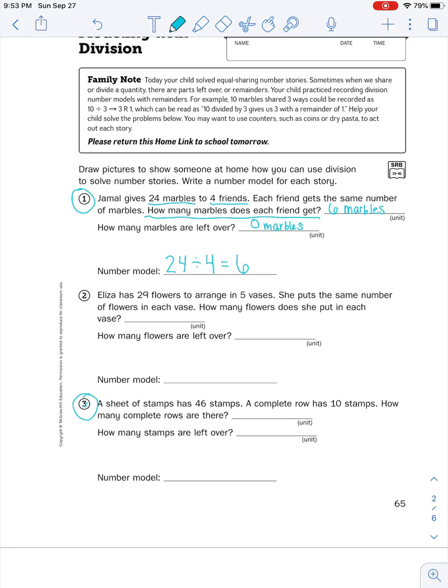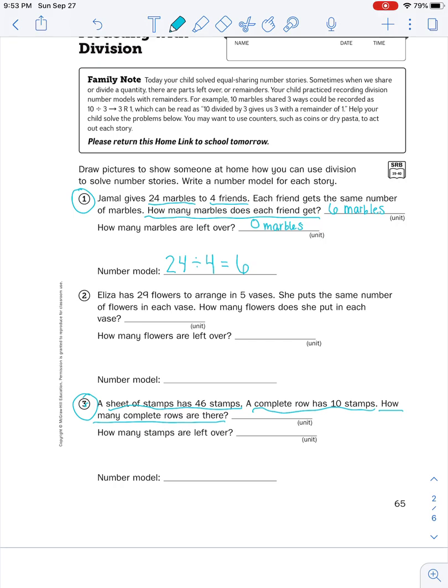Let's do number 3 next, because number 1 gave us a nice answer without a remainder, but I think this number 3 right here is going to give us one with the remainder. So let's try that one. It says a sheet of stamps has 46 stamps. A complete row has 10 stamps. How many complete rows are there?